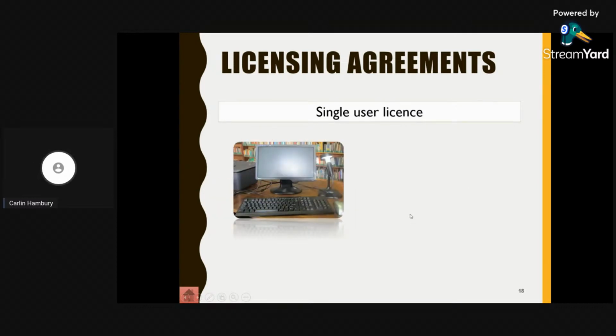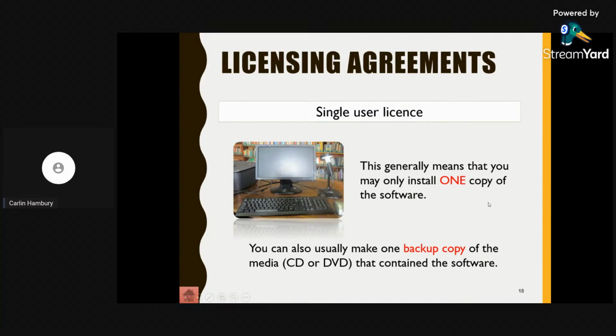Now, having said that, think about your school. Your school might have 100 computers, might even have 50 computers. And if each one of them needs a license, then it can become very costly for the school to actually have this operating. So you get two things, one called a single user license and the other called a site license. So let's look at the single user license. Well, the single user license means that you may install one copy of the software and you may have a backup copy. Now that's fine. Okay. But when you have 50 to 100 computers, a single user license is going to be too expensive.